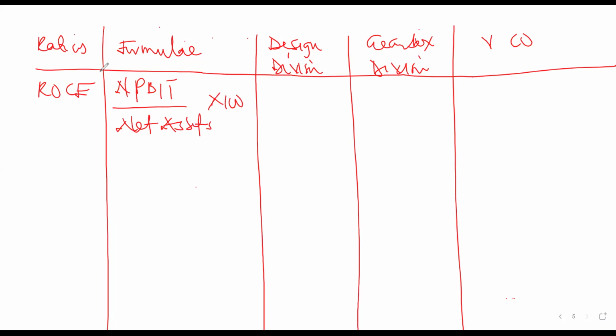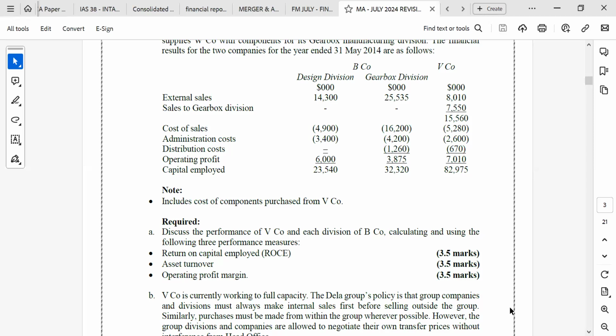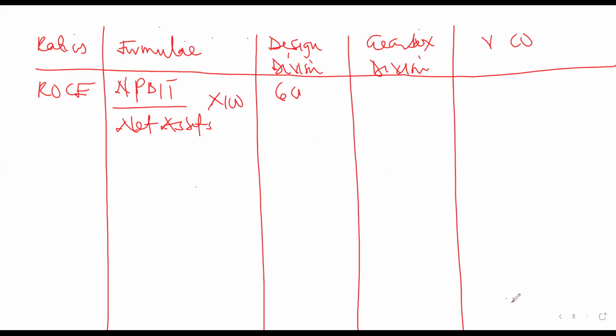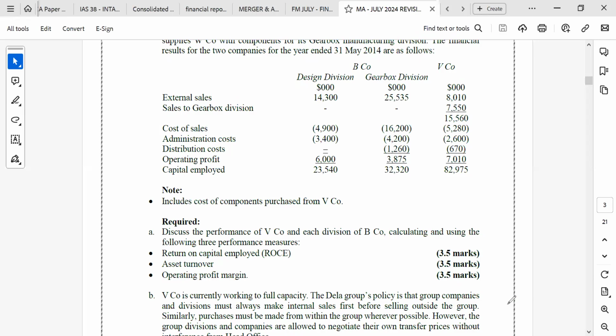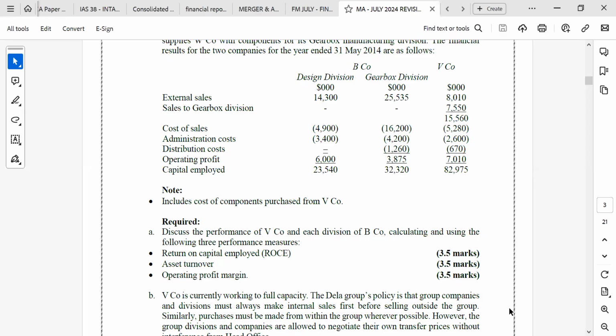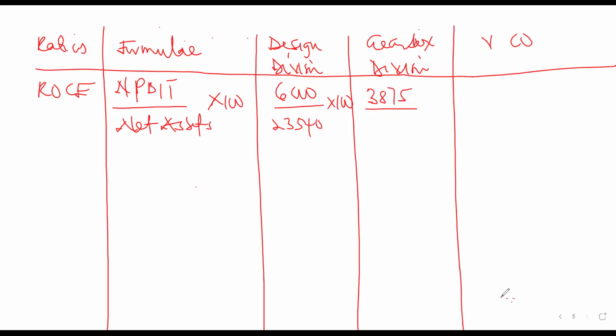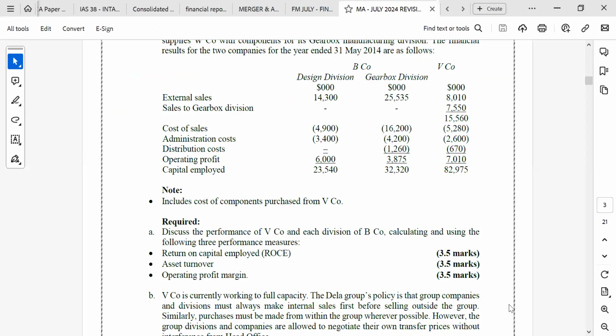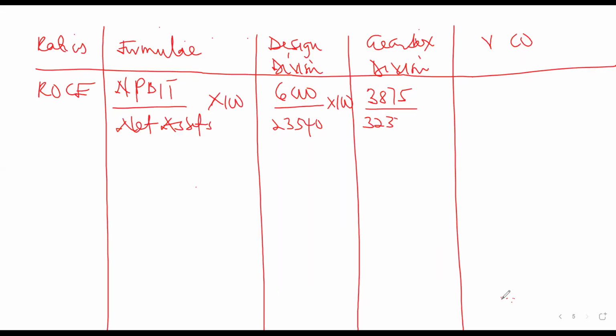multiplied by 100. What is our operating profit for the design division? 6,000. Capital employed is 23,540, multiplied by 100. Let's go to the gearbox also. Their operating profit is 3,875 divided by their capital employed, 32,320, multiplied by 100.